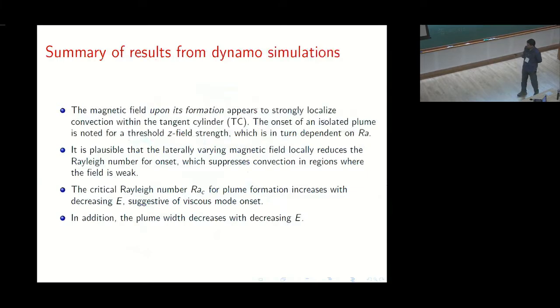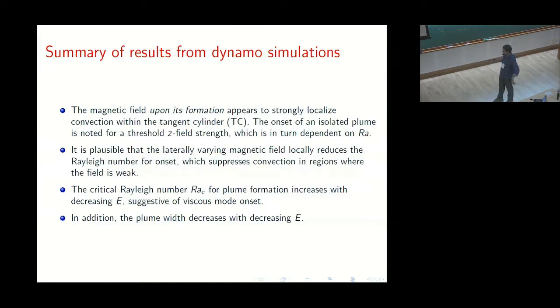So that is the summary which we reached after these simulations. The first point is that there is a strong localization of convection within the tangent cylinder. I'll come to why this is important geophysically. So this onset of an isolated plume is noted for a threshold field strength, and we can actually measure that field strength in the dynamo model at which it happens. What is likely to happen is that the magnetic field can overcome, through the Lorentz force, the Taylor-Proudman constraint, and it can locally reduce the Rayleigh number for convection. And when that happens, the plume immediately goes and sits there. And in the rest of the fluid layer, there is no convection because the Rayleigh number is above the threshold.